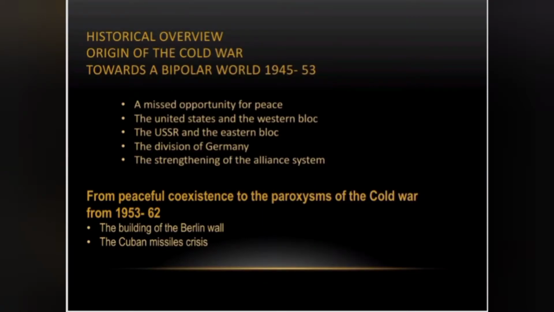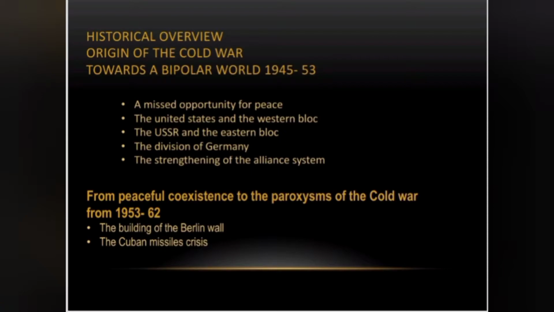So it was like this, that peace was unable to be met. So this was the situation which international politics and the world was going through. So, the US and the Western Bloc.